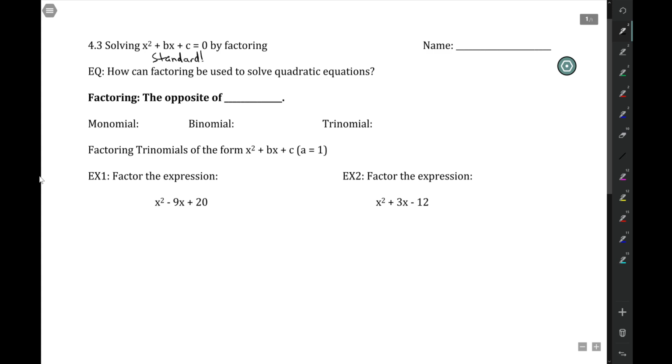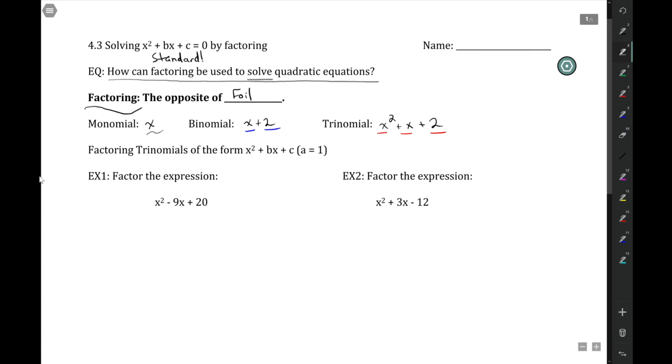Okay, factoring, first thing, if you recall, it's the opposite of FOIL when you multiply things like monomials, like x, binomials, like x plus 2, and trinomials, like x squared plus x plus 2. Those are all just examples. Trinomials with 3 different train cars, binomials with 2, and monomials all by themselves. Our essential question is, how can factoring be used to solve quadratic equations?